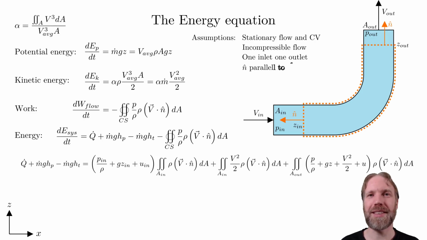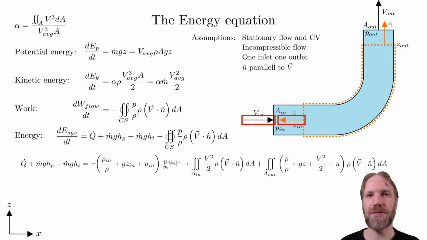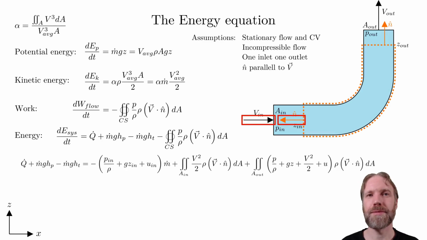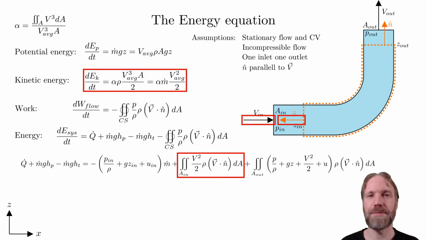Our next assumption is that the normal vector is parallel to the velocity. This is a minor assumption, as we can always choose our cross-section to fulfill this condition. At the inlet, the normal vector and the velocity have opposite directions, which will turn the given integral into minus the mass flow. The velocity integral is the flow of kinetic energy through a cross-section. We can insert the expression we calculated earlier. Remember that the minus sign from the dot product applies here as well.